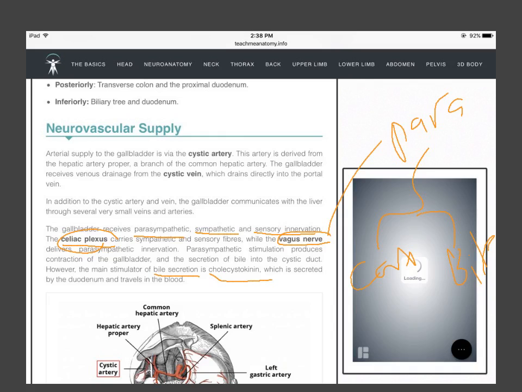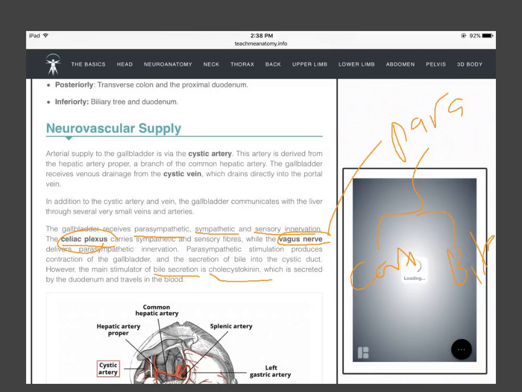So this is about the blood and nerve and lymphatic supply of the gallbladder. The cystic artery is from the right hepatic artery in 90% of cases. The small veins drain into the liver from the gallbladder, and in rare cases the cystic vein. The lymphatic drainage is to the nodes on the hepatic artery.